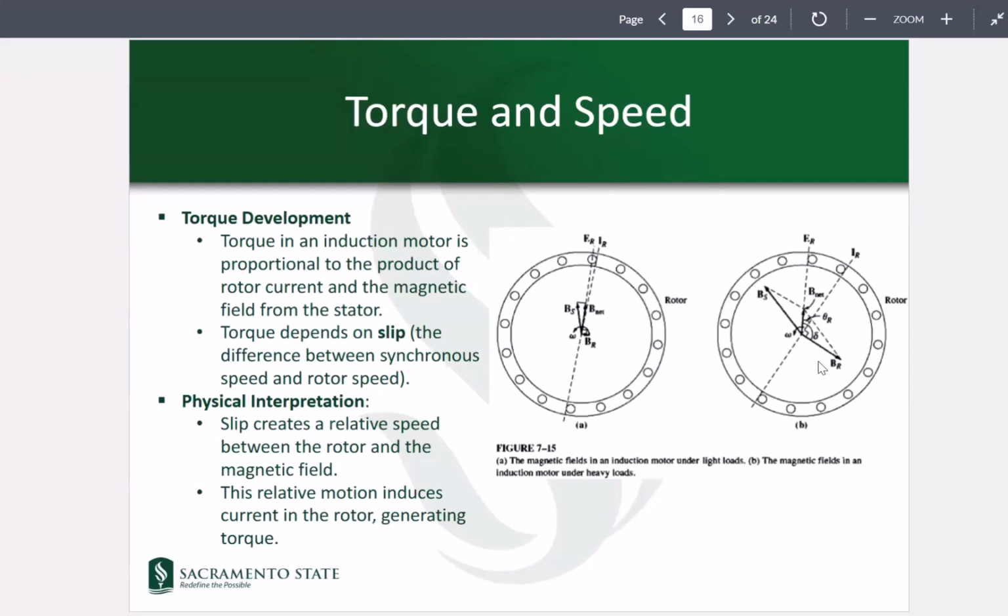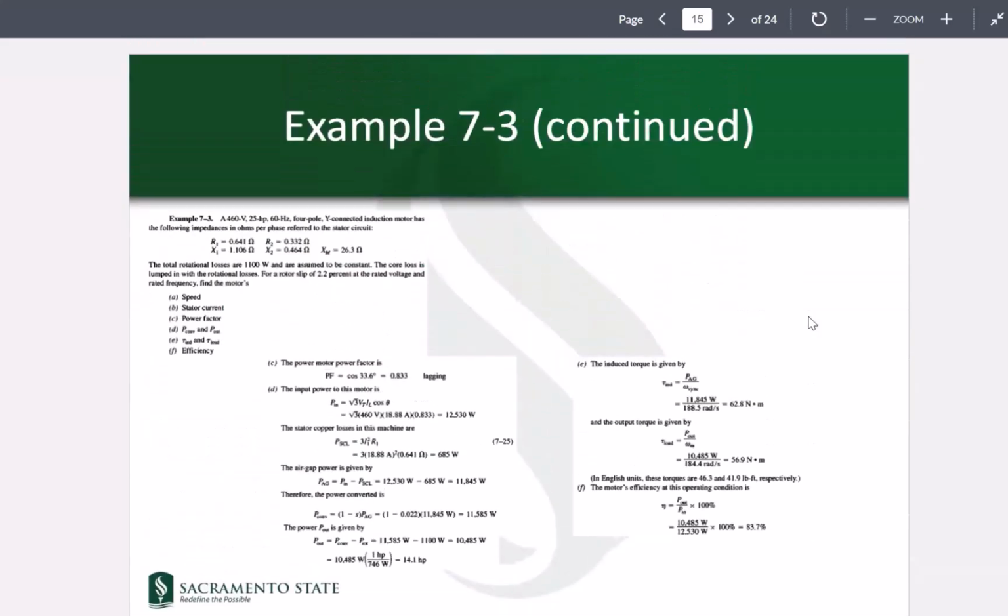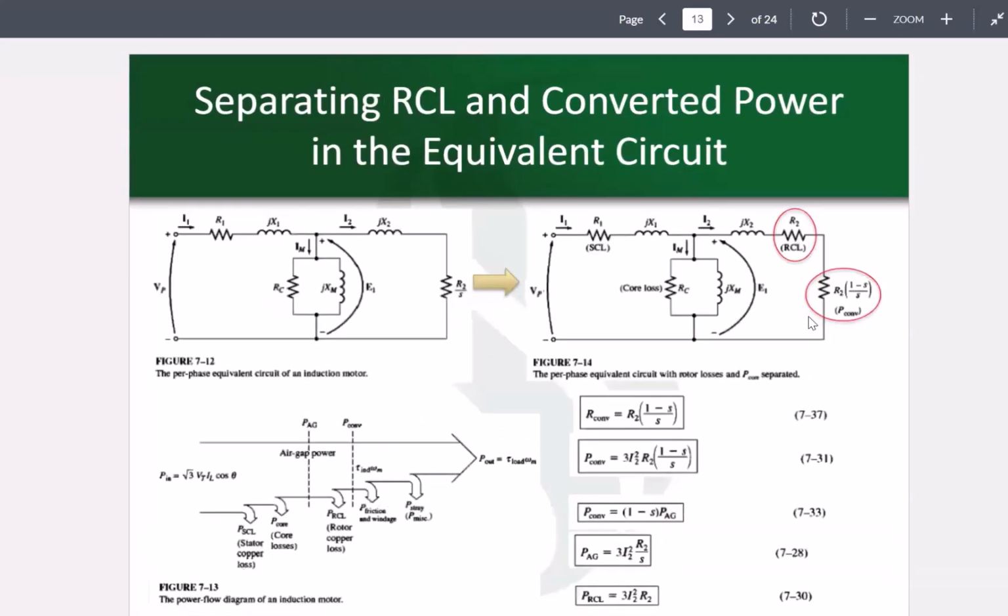Now, I want you to look at the BS, BR. There's more voltage induced here. BR is bigger. But nevertheless, B net would be almost the same. B net here, which is the sum of BS plus BR, is almost the same. Why is that happening? The B net is representing the voltage that is being induced on the rotor. What is the voltage that is being induced on the rotor? That's basically proportional to the voltage in here.